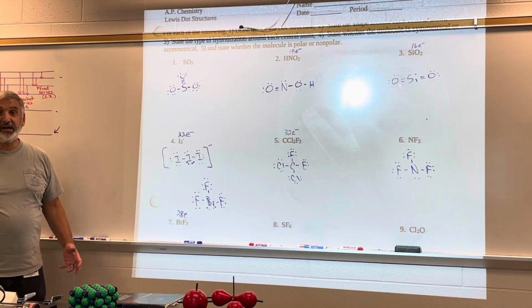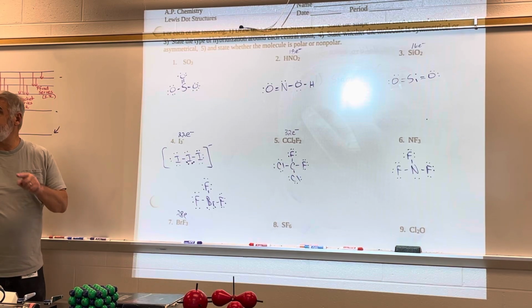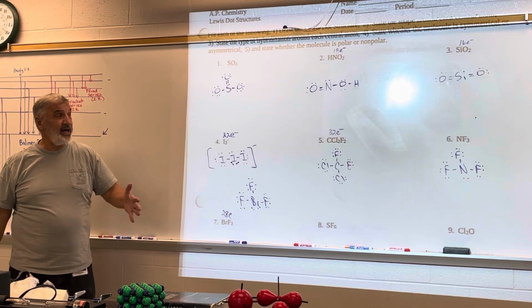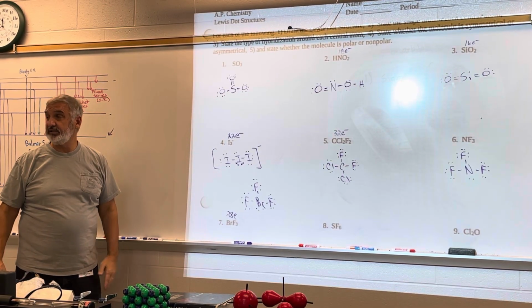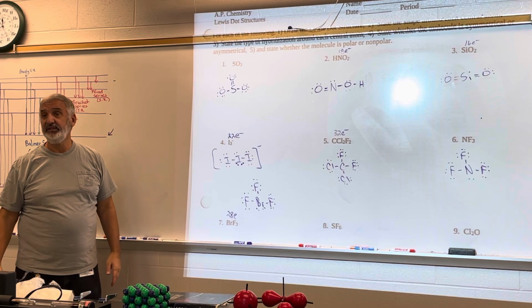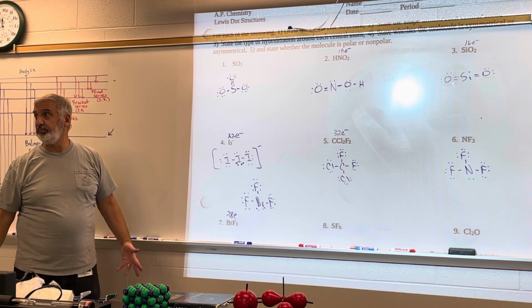But you always have to have pairs. Never have single electrons, unless there's an odd number. If there happens to be an odd number, then you'll have one unpaired electron. It's going to be called a free radical. It's highly reactive, but you just put it like a lone pair. You just put one.